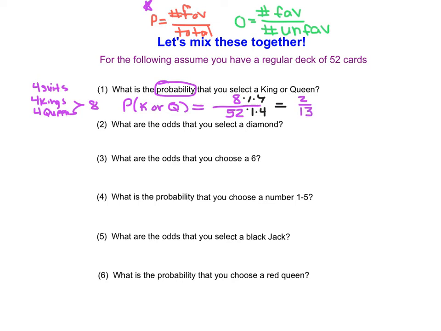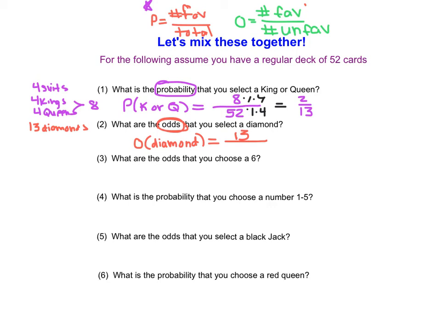So now if I look at the next problem, it says, what are the odds? So notice this one is different. It says, what are the odds that you select a diamond? Well, I know diamonds are one of the 4 suits, and I know that there are 13 diamonds in my deck of cards. We're going to do the odds that we select a diamond card. Now, I know that my numerator in odds is the number of favorable outcomes. We can see that up here. So favorable outcomes, there are 13 cards that could be a diamond. So those are my favorable outcomes.